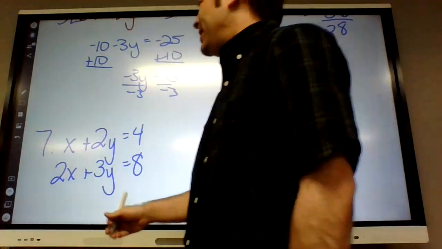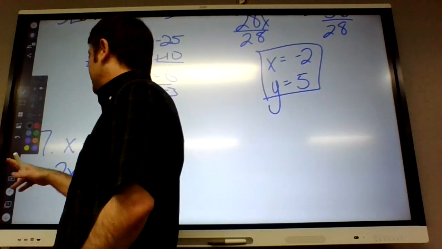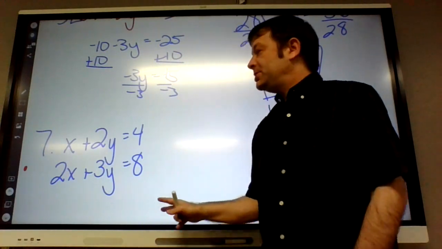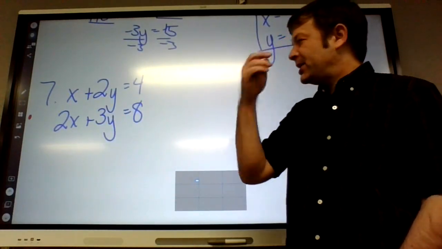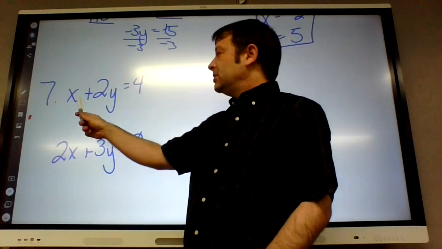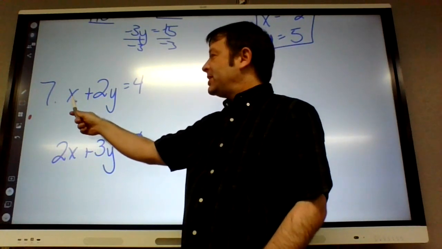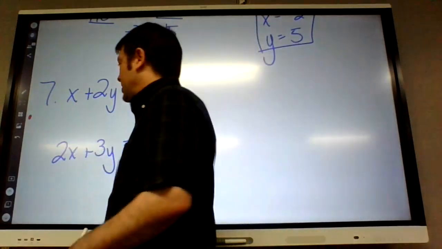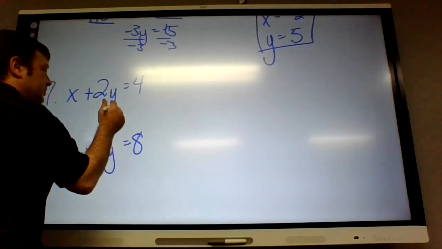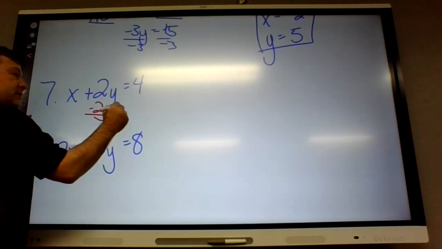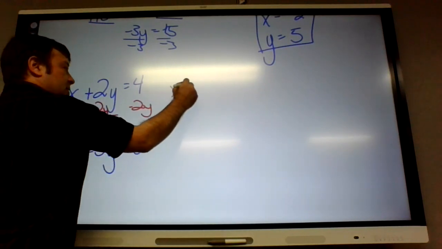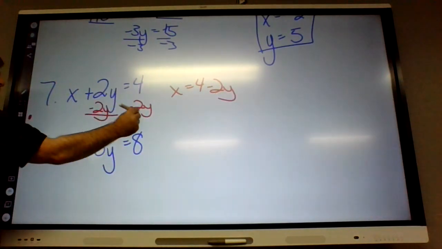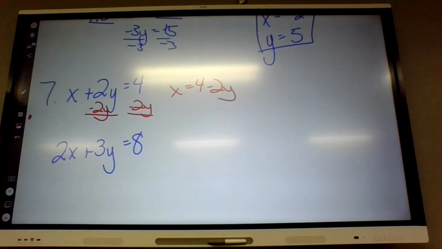Usually you want it to say x equals or y equals. That way you can replace x or y. Which x or y would it be easiest to get by itself? This one, because there's no numbers attached to this x, unlike these others. It would be easier to get that x by itself. All we would have to do is subtract 2y. So I get x equals 4 minus 2y, which does not mix.